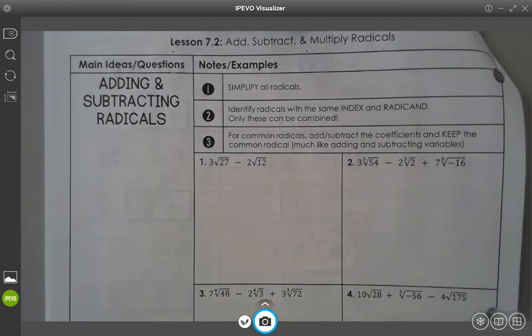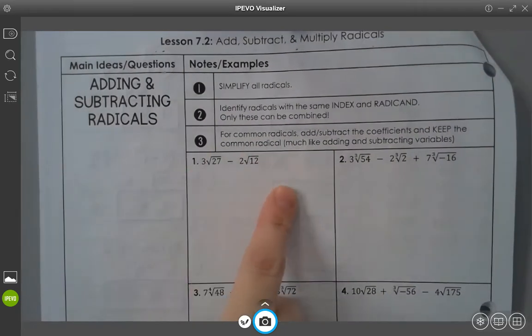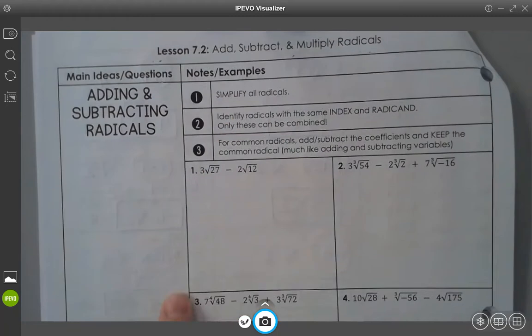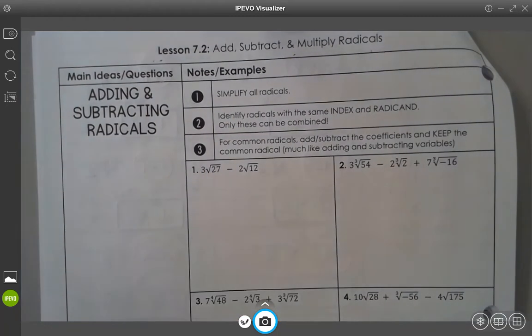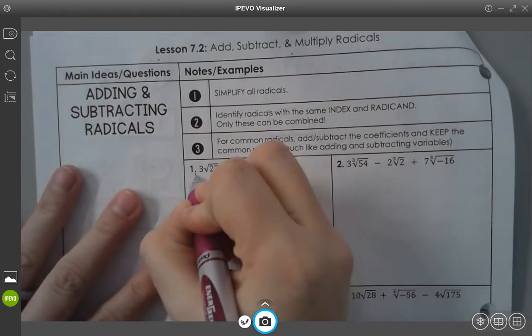You can only add if you have like square root of 3 plus a square root of 3. You can't add a square root of 3 plus a square root of 5. You can't add a square root of 3 and a fourth root of 3. They have to be the exact same root, same index. So when we're adding and subtracting, you first want to simplify all of your radicals. So let's start here with this one.